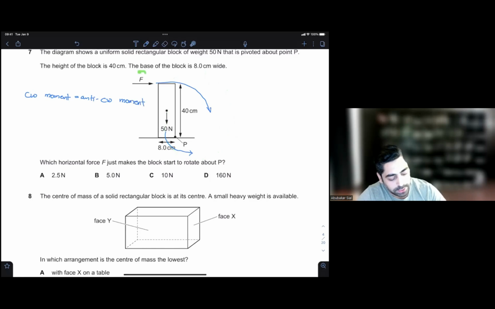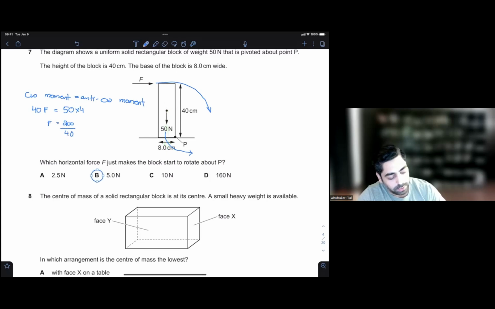So clockwise is F, and it's 40 centimeters away from the pivot. So that's 40 times F. The counterclockwise moment is 50, which is the force. And how far is it from the pivot? It is this horizontal distance. That is 4. So 50 times 4. And if you do that, you'd get 200 divided by 40, and that gives you 5 newtons.